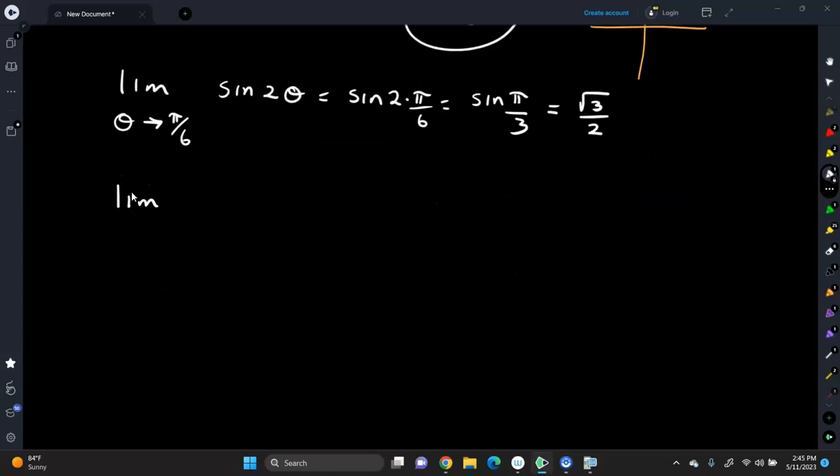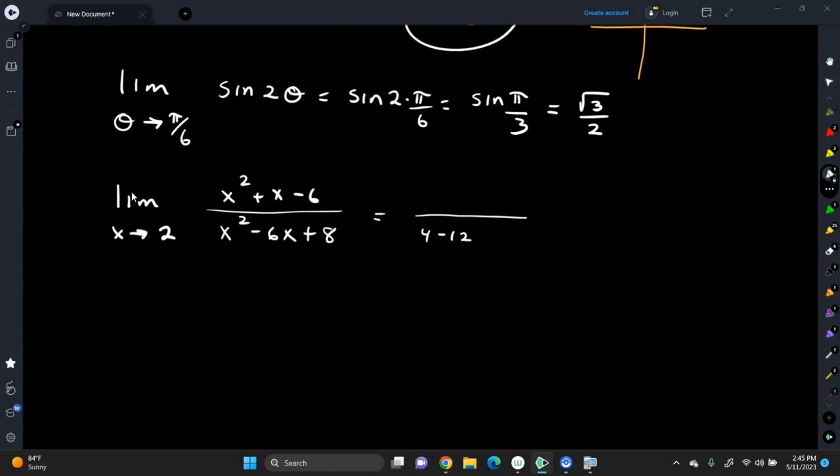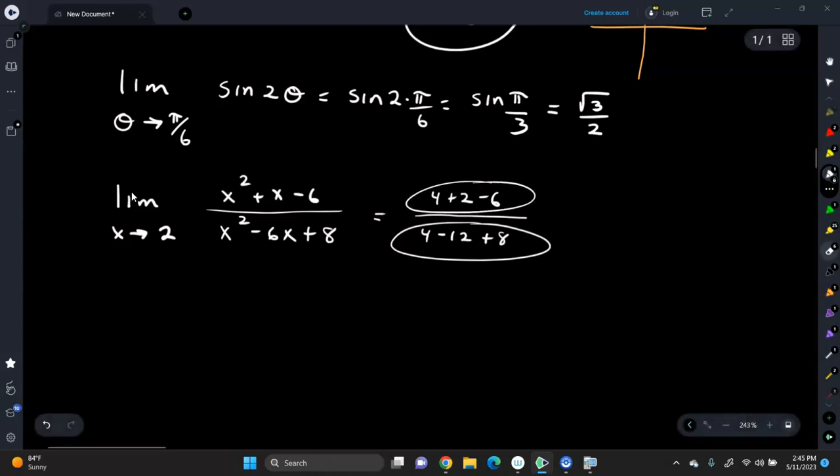Let's look at the limit as x approaches 2 of x squared plus x minus 6 over x squared minus 6x plus 8. So if I direct substitute, I'm going to get 4 minus 12 plus 8. That equals 0. And on the top, I'm going to get 4 plus 2 minus 6. Well, that also equals 0. So here we have a problem. So what can we do about it?